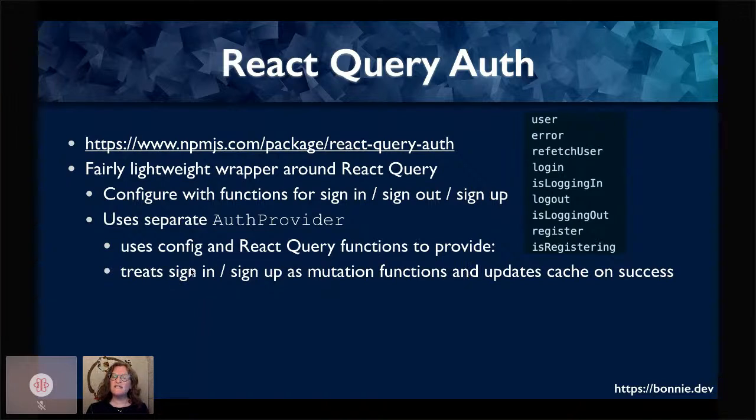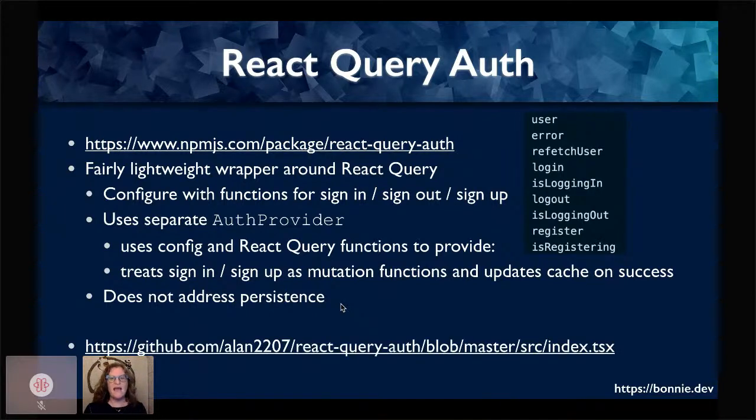It does something kind of interesting in that it treats sign in and sign up as mutation functions with React Query, and it updates the React Query cache on success. The reason it uses mutation functions for those is that useQuery is something that happens right when you call the useQuery hook. But useMutation actually returns a function that you can call whenever you want. It does not address persistence in the server or in the browser. It leaves that to you.